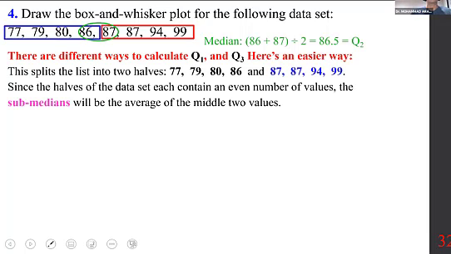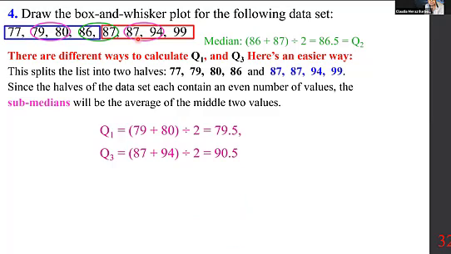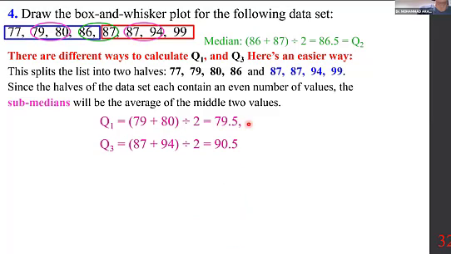Again, there are different ways to calculate Q sub 1 and Q sub 3, but we stick with the easy way out. We have the bottom half and we have the top half, and we come up with the median for the bottom half. That means 79 and 80 divided by 2. And for the top half, 87 plus 94 divided by 2. When we add up those 2 and divide by 2, we end up with 79.5 being Q sub 1, 90.5 being Q sub 3.